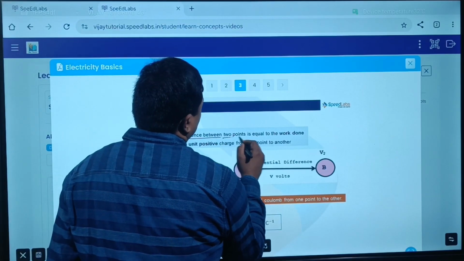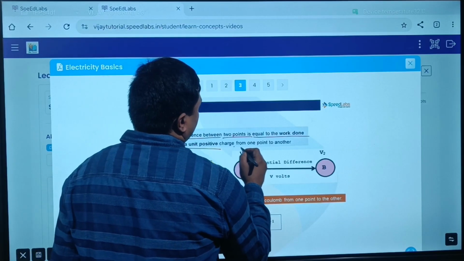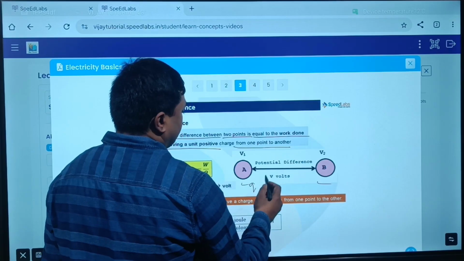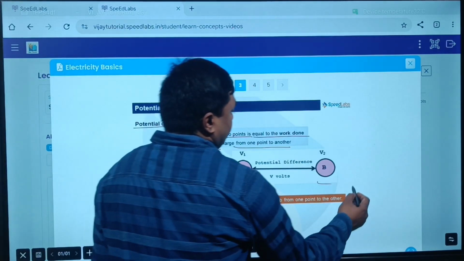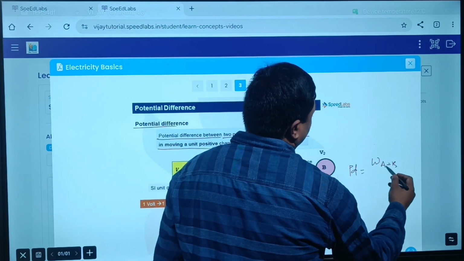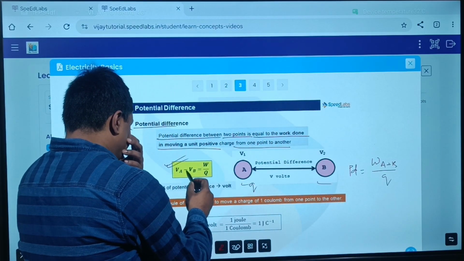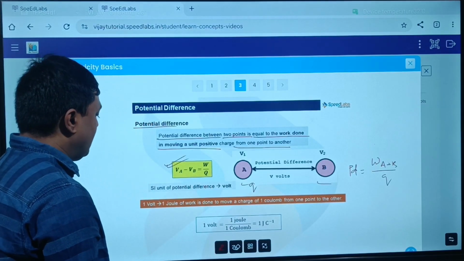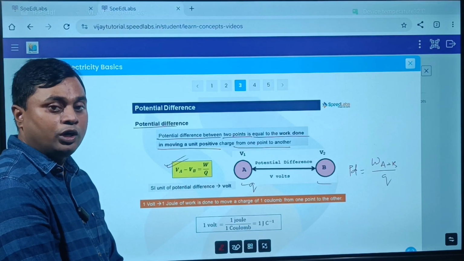So let's go to the definition. Potential difference between two points is equal to the work done in moving a unit positive charge from one point to the other. Let's take point A and point B. When you move a charge from A to B, you have to do some work. So potential difference is the work done to move a charge from A to B. We can write potential difference V_A minus V_B is equal to W by Q. And the SI unit of potential and potential difference both is volt.